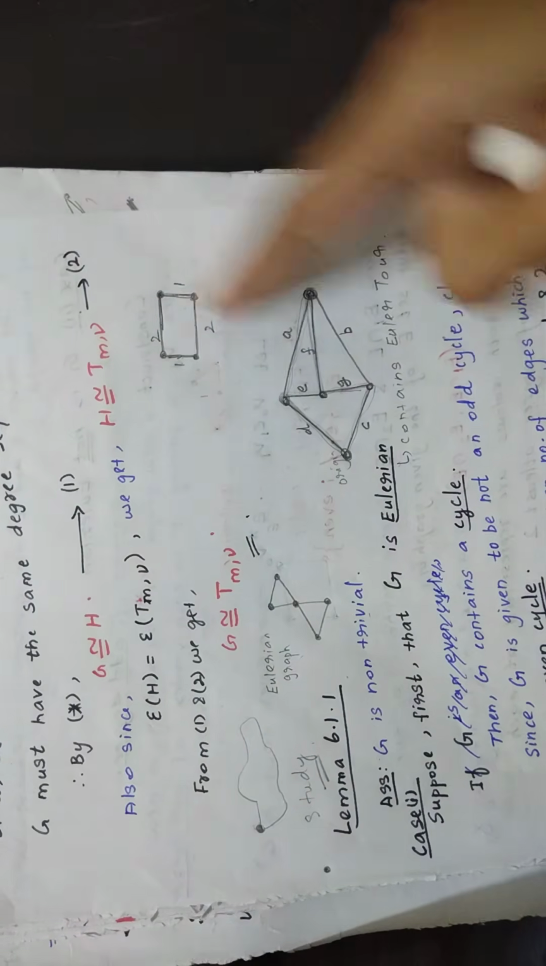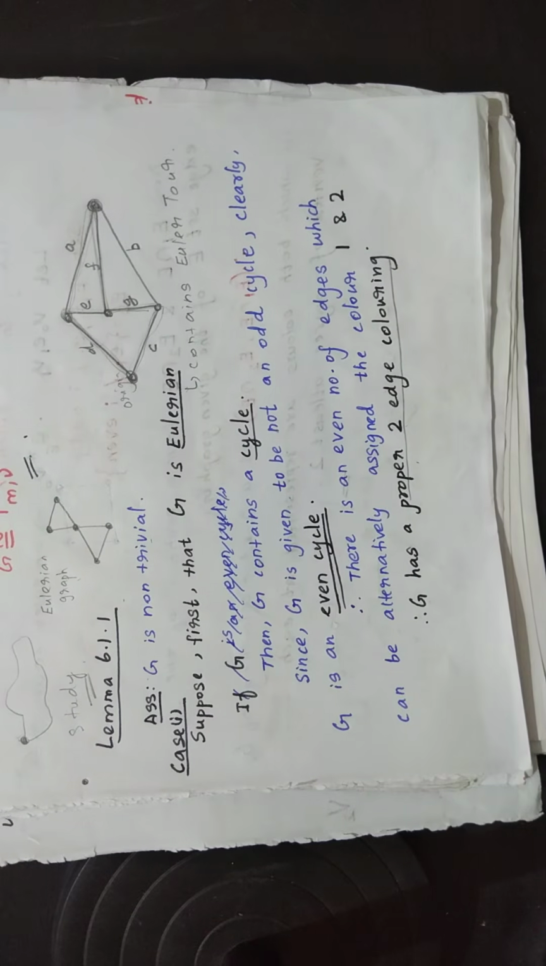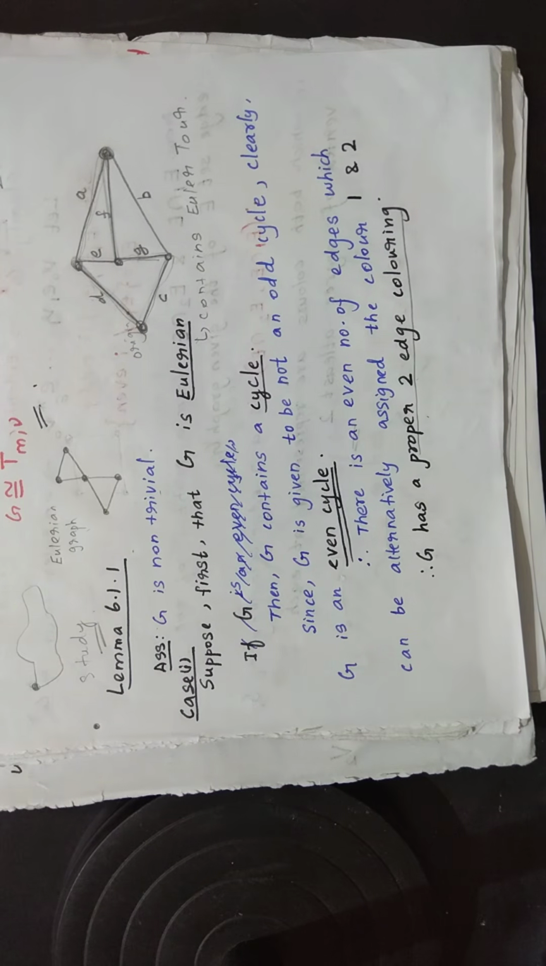If you can color like this, what does that mean? G has a proper two-edge coloring, because you have colored with two colors and the coloring is proper. Proper means you are not coloring adjacent edges with the same color. Otherwise, in the next page you will see, if you are not able to do a proper two-edge coloring, then there is another case.